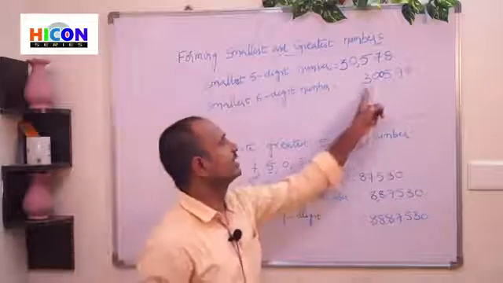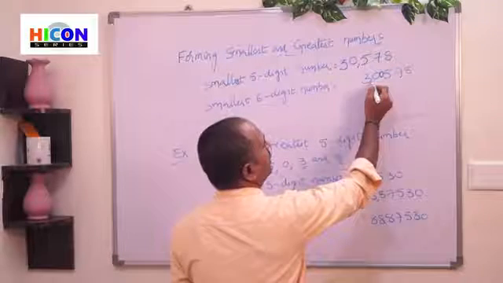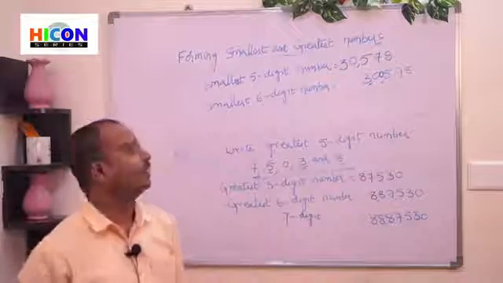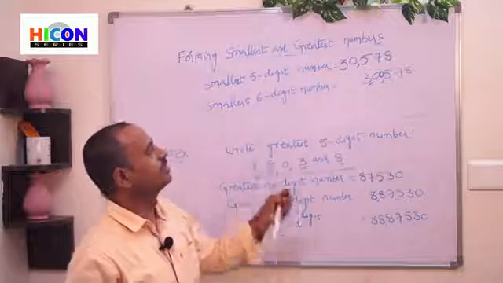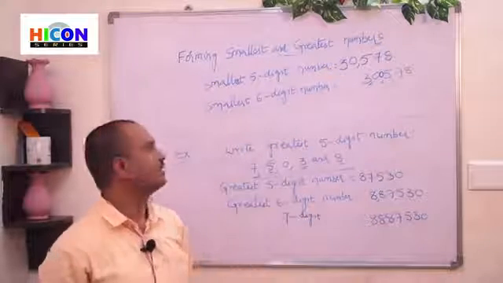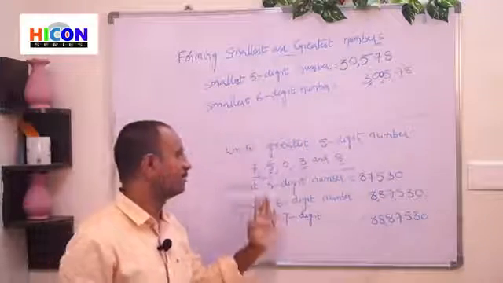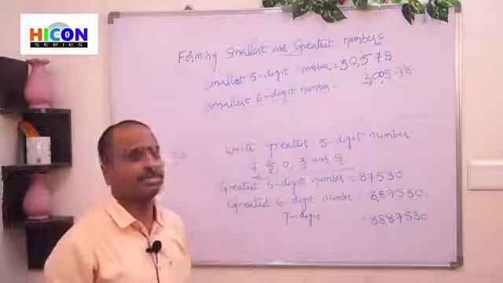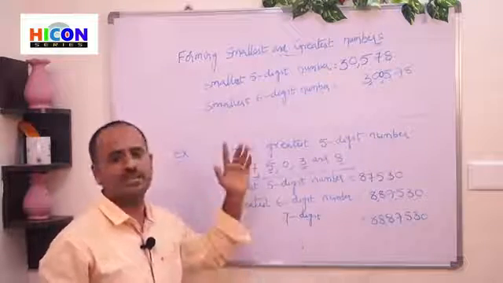So now it becomes a 6-digit number, and the number is 3,578. So this is the way how to write the smallest 5-digit number. So children, in this way we can write the smallest numbers and greatest numbers by using the given set of digits. Now let us practice some more problems on these smallest and greatest numbers in the exercise part.